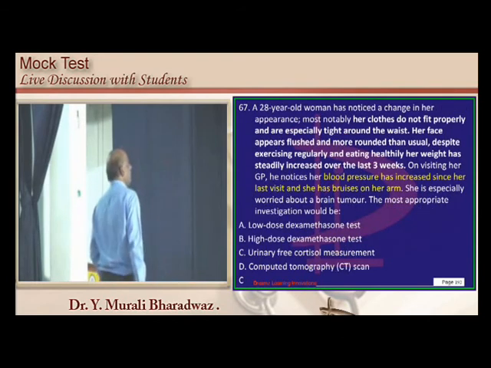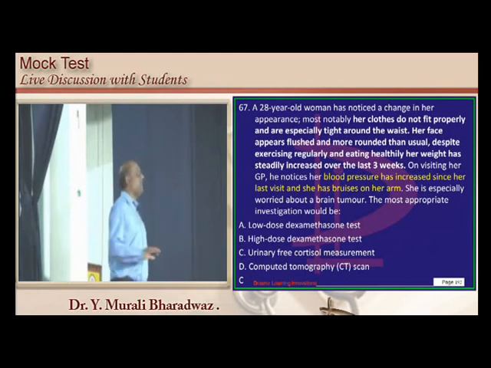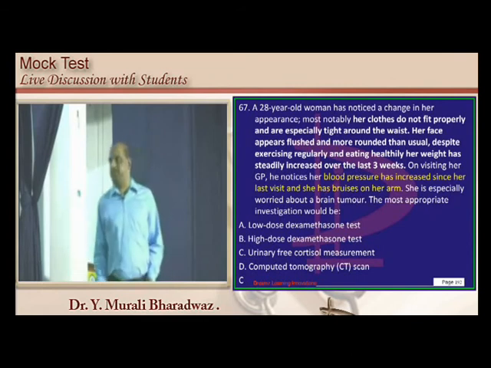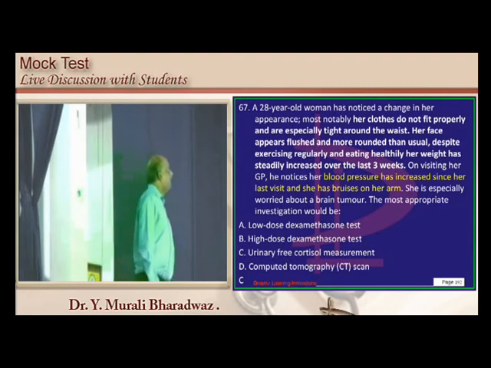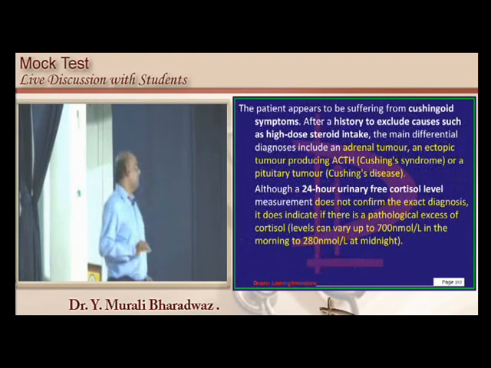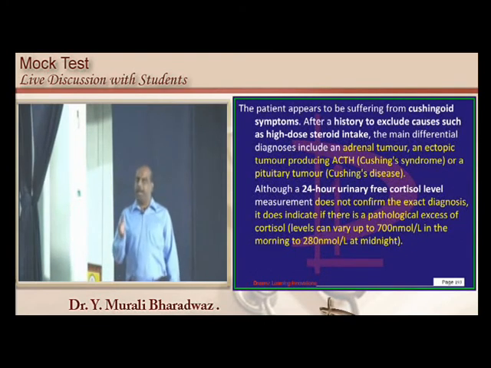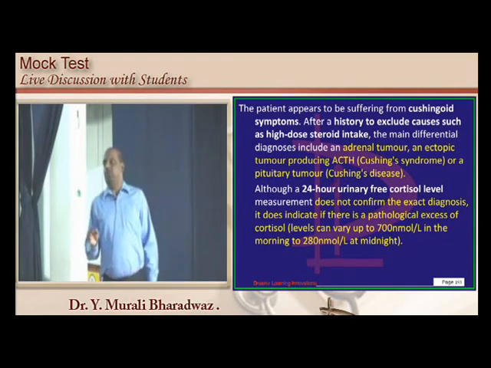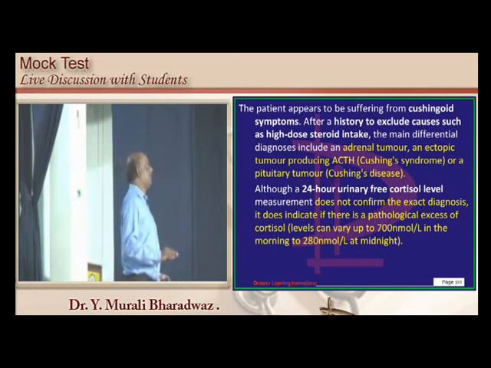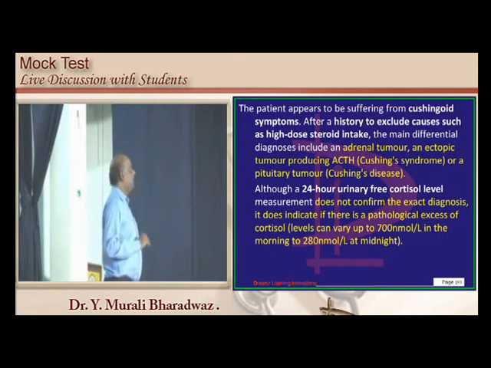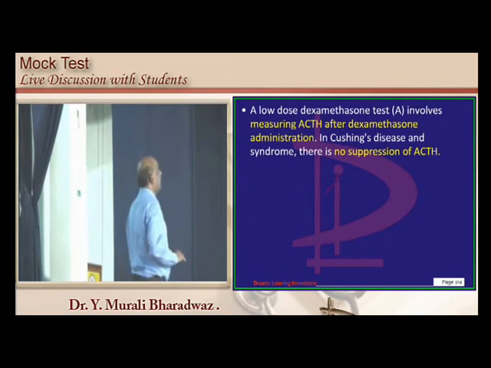A 28-year-old typically presents with the blood pressure which is increased, with the bruises on the arm and the face which is flushed and more rounded with Cushingoid appearance. So how do you want to basically prove the diagnosis first of all? So mainly you need to show that it is a state of hypercortisolism. So the first investigation to be done would be a 24-hour urinary free cortisol level. And then you will be doing a low dose dexamethasone test.